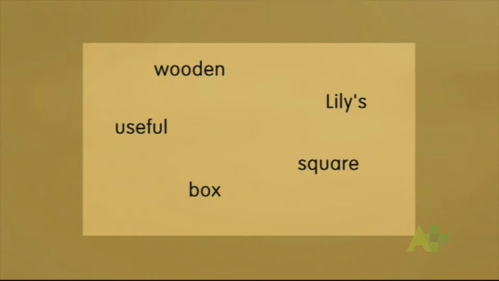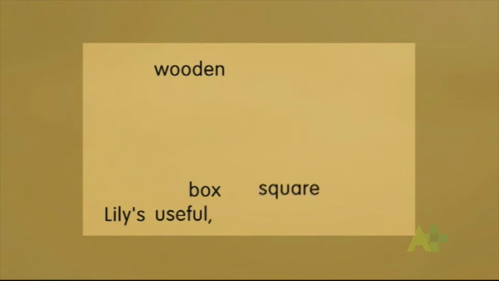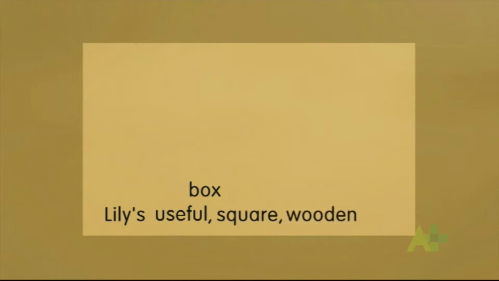Well, box is the noun, but what comes first? The determiner. Whose box is it? It's Lily's box. So Lily's comes first. Then that's followed by the observation. The box is useful. Then the shape. It's square. Then finally the material. It's a wooden box. So we have Lily's useful square wooden box. Good. Now let's listen to some strings of adjectives from the clip.